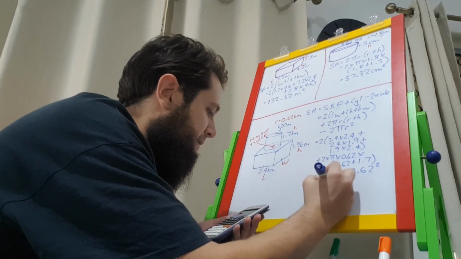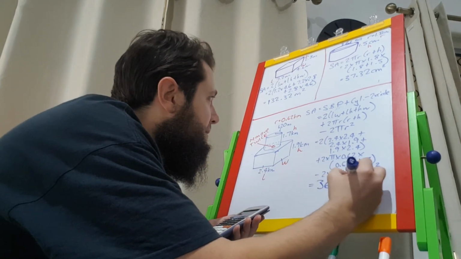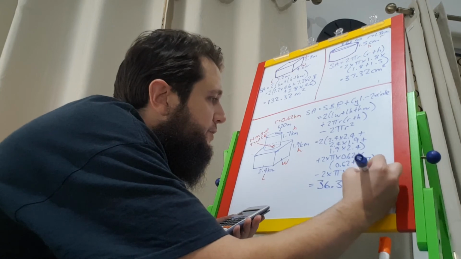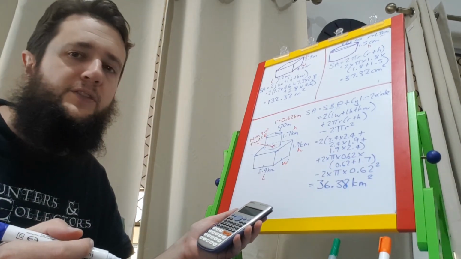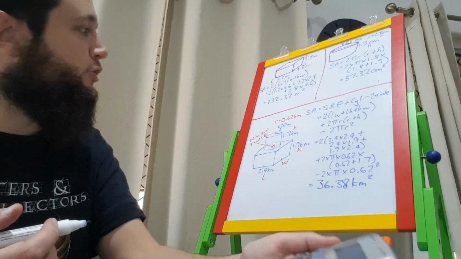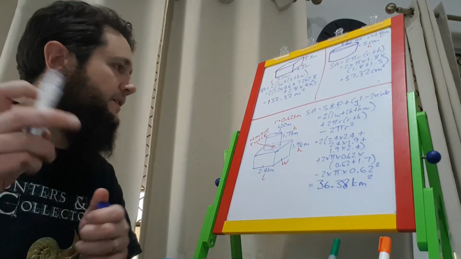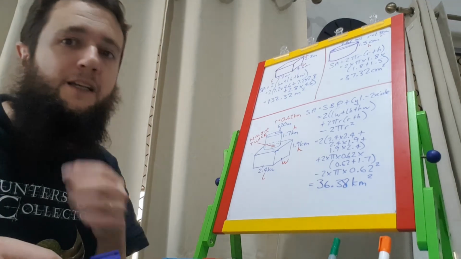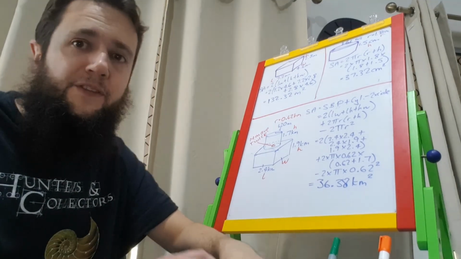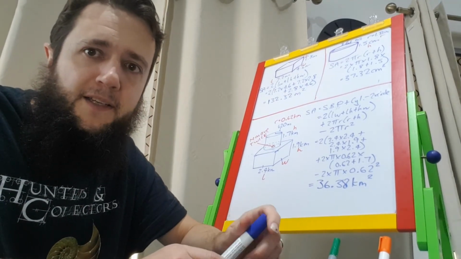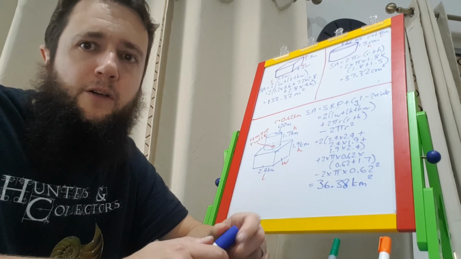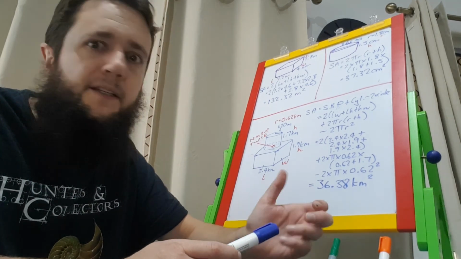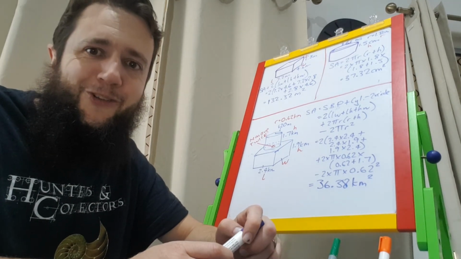I'm getting 36.38 kilometers squared. Remembering the whole point was we were working out the surface area of this object. And that indeed should be the surface area of this object. All right. I hope you found this particular lesson enlightening. That's a revision of surface area of objects up to and including a hideous thing. Enjoy.